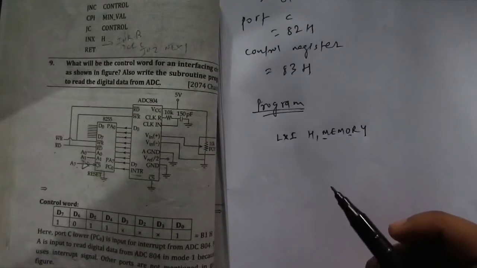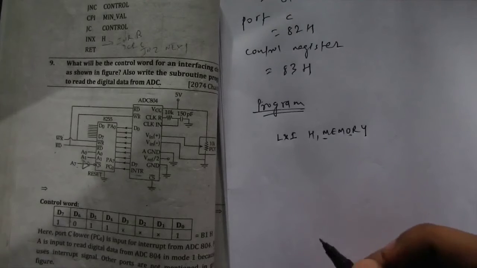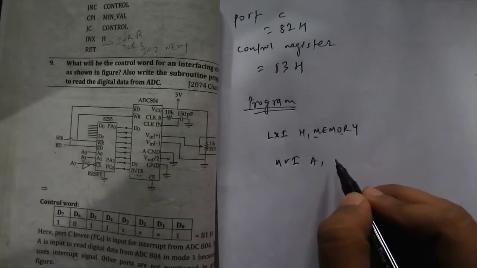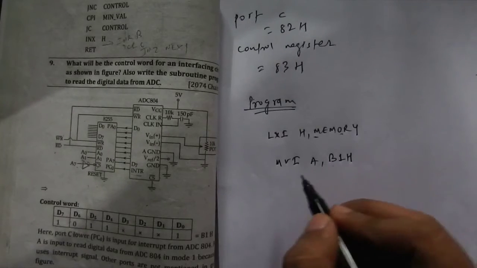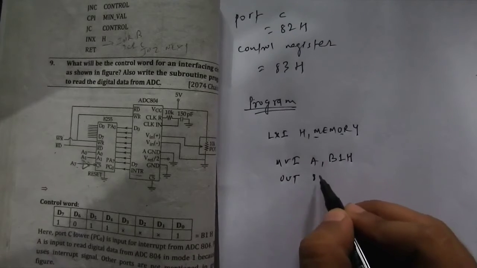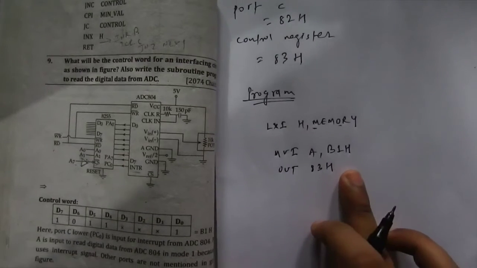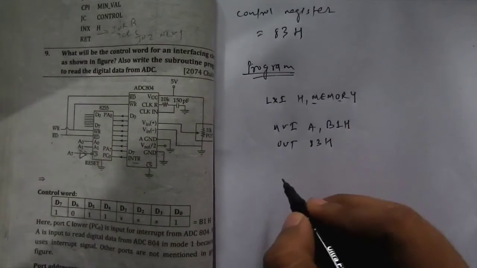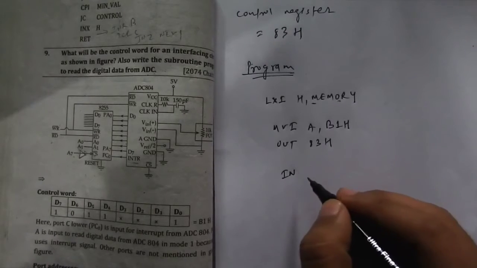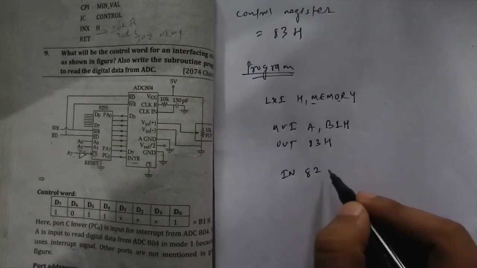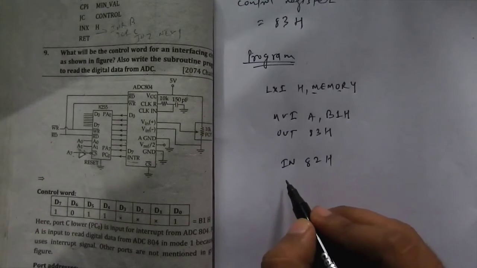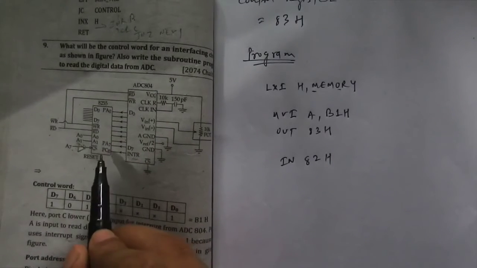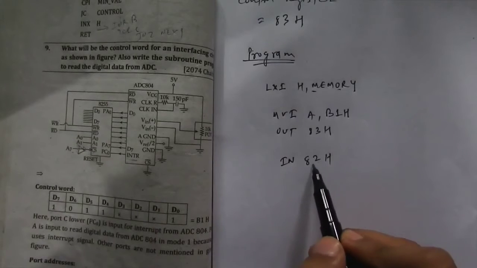Now we need to output the control word from control register, so MVI A, and the control word is B1H, OUT 83H. So this is for outputting the control word from control register. Now we need to check for interrupt, so IN, and the port address of C is 82H. And why port address of C? Because interrupt is connected with PC NOT, therefore port address of C.